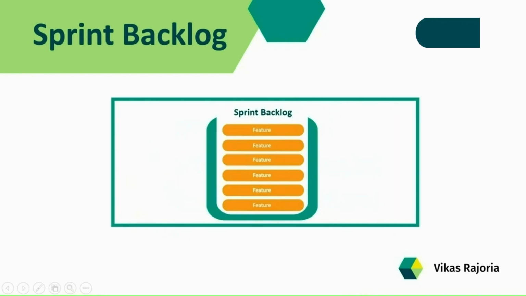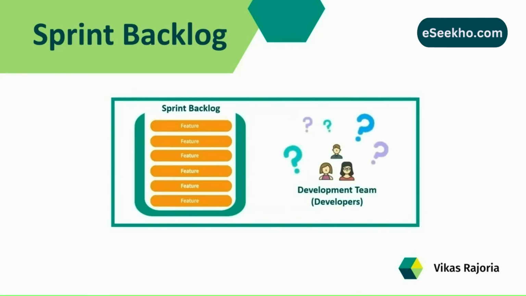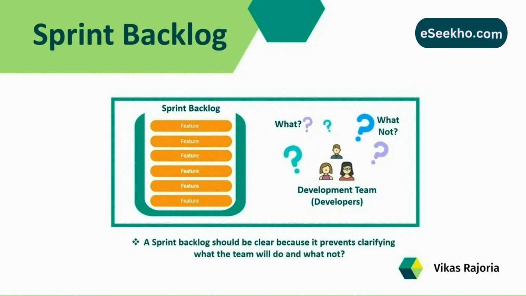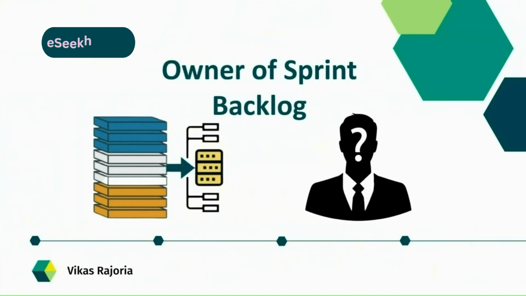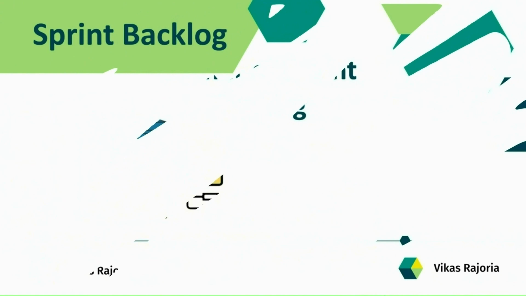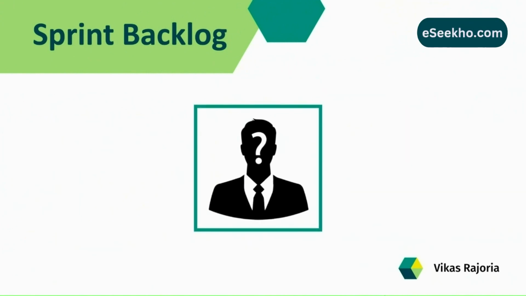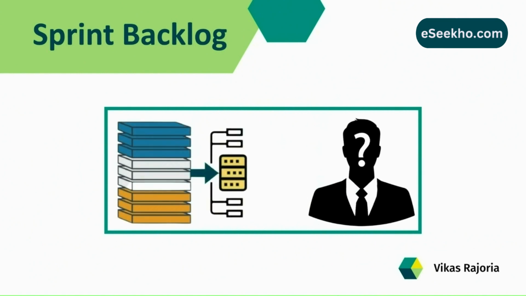So, a sprint backlog should be a clear list of work items, because a clear sprint backlog prevents clarifying what the developers will do and what not during a sprint. Next, let us see who owns the sprint backlog. Before jumping into the ownership of the sprint backlog, let us first understand how a sprint backlog is identified.